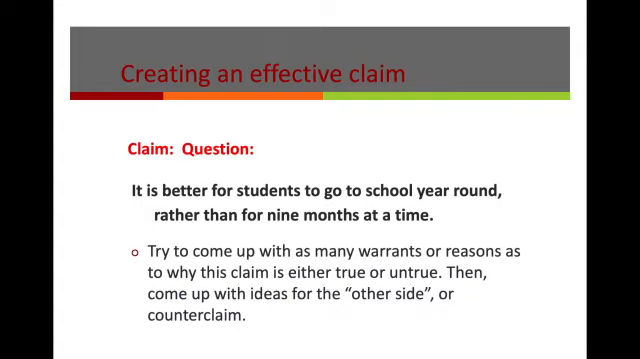So when we create an effective claim, maybe our example here would be a good one, but you might want to look at the other side as well. For example, it is better for students to go to school year-round rather than for nine months at a time. So now that you've made that effective claim and you're going to be doing a contrast, you might want to try to come up with as many warrants or reasons as to why this claim is either true or untrue. Because you're making contrasts, you're going to have to look at both sides. Then you're going to come up with the ideas for the other side, otherwise known as the counterclaim.